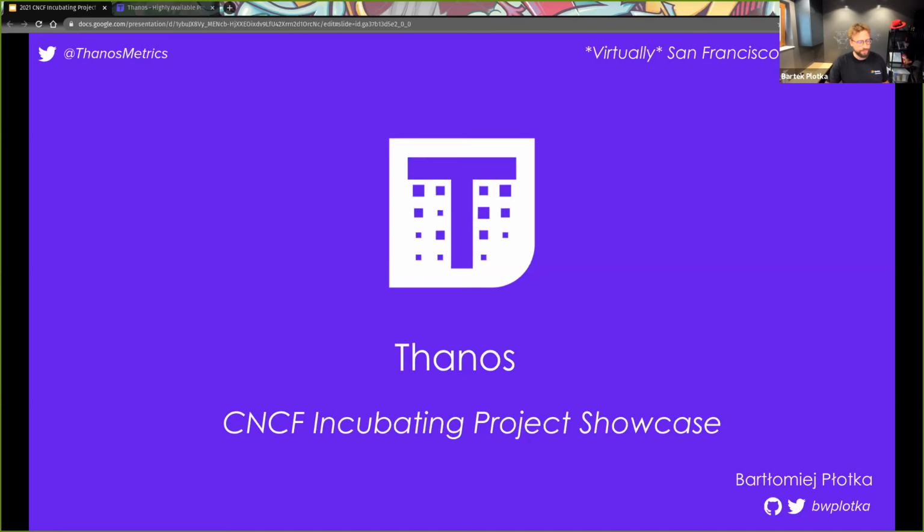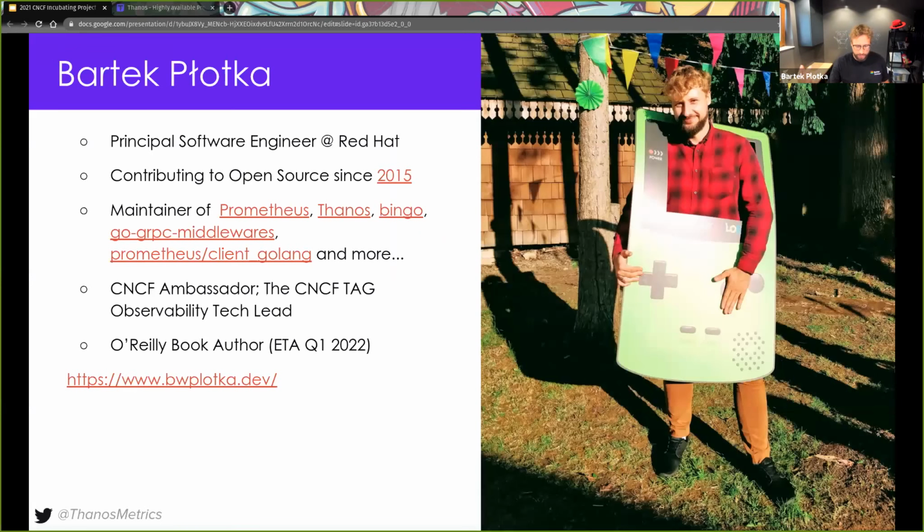So I think Jim introduced me well. I'm principal software engineer at Red Hat. I'm responsible for architecture around observability space in OpenShift particularly. And I'm all in open source for a very, very long time. I'm maintaining lots of projects, mostly in Go, mostly around observability, but also distributed systems. And I'm writing a book with Leigh around this space as well.